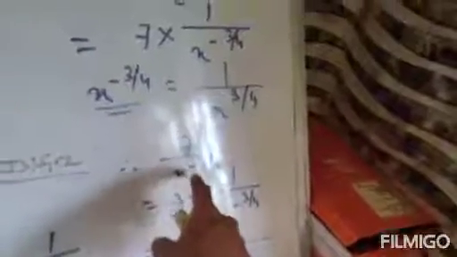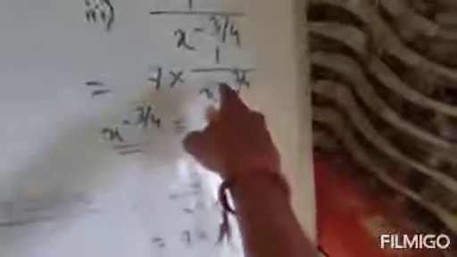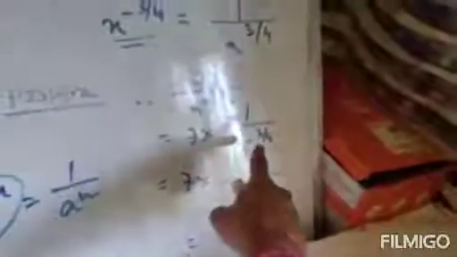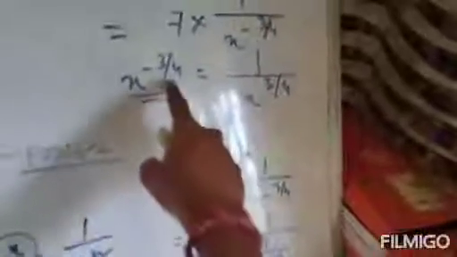So we will write again. 7 by x to the minus 3 by 4 is like this, 7 into 1 by x to the minus 3 by 4, and we will put the value of x to the minus 3 by 4 over here, because this is also x to the minus 3 by 4. Now x to the minus 3 by 4 is actually 1 by x to the 3 by 4. We put this value over here, and then it will reverse. So your final answer will be 7x to the power 3 by 4.